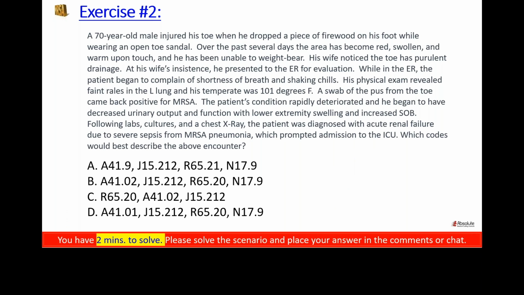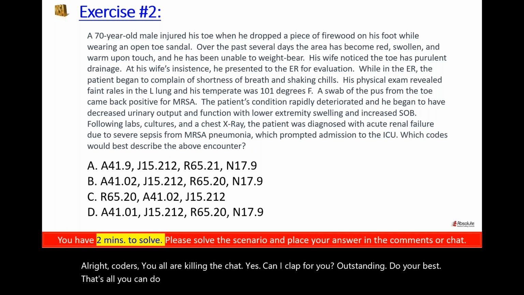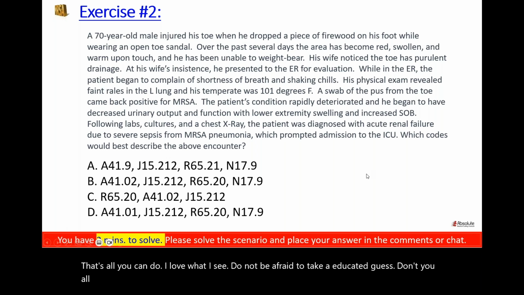All right, coders, you all are killing the chat. Yes. Can I clap for you? Outstanding. Do your best. That's all you can do. I love what I see. Do not be afraid to take an educated guess. You all are doing amazing.